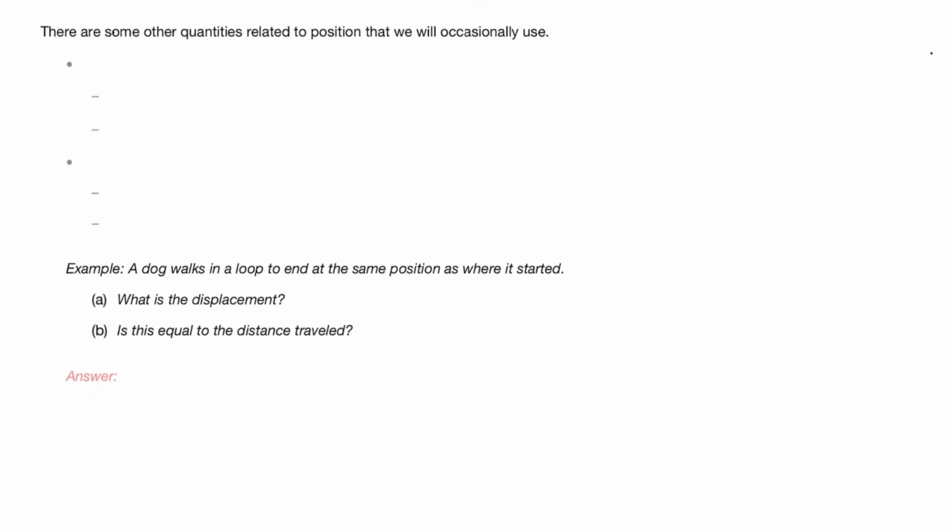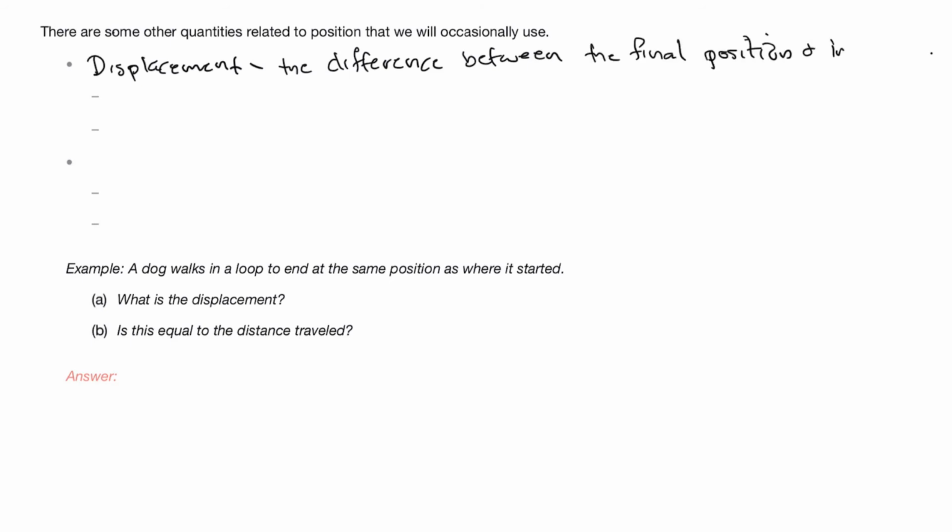Related to position are a couple other physical quantities that we will study. These don't come up quite as much, but we will need to know them because we will see them periodically. The first one is displacement. Displacement is the difference between the final position and initial position. It's given the symbol delta x. The delta symbol has a specific meaning in physics, and it means change. So when we write down our formula, delta x simply means the change in x, or in this case, x final minus x initial.